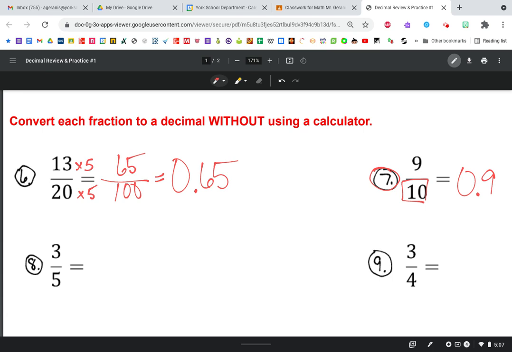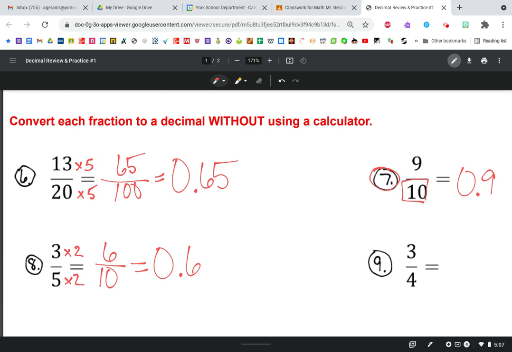Let's go to number 8 now. Here we can multiply 5 times 2 to get 10 as our denominator. So now we have a number that will be in the tenths place. To find the equivalent fraction, we'll multiply the numerator by the same number as we did the denominator. 3 times 2 is 6. And 6/10 can be written as 0.6.